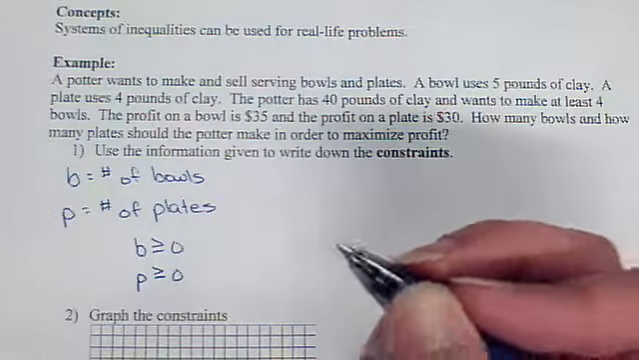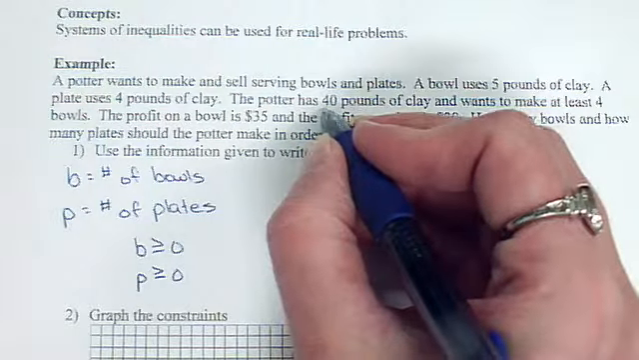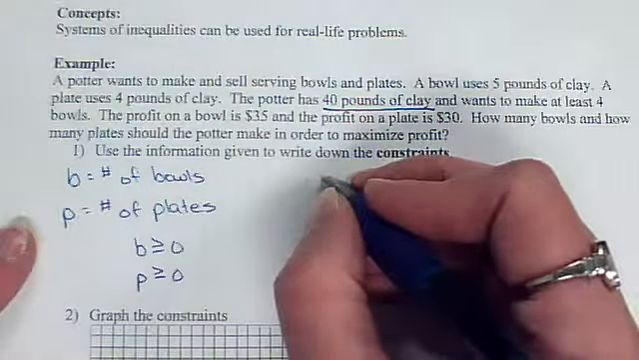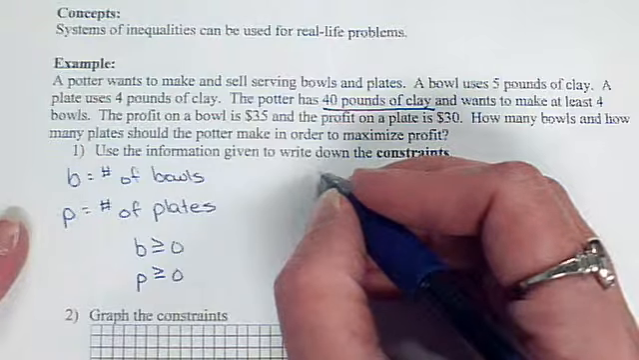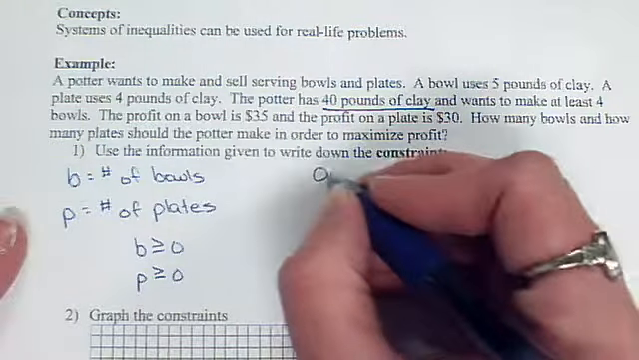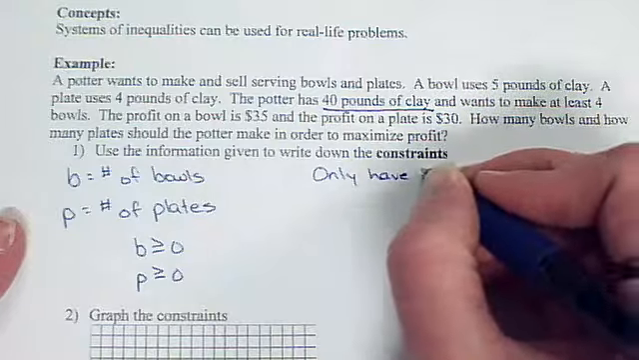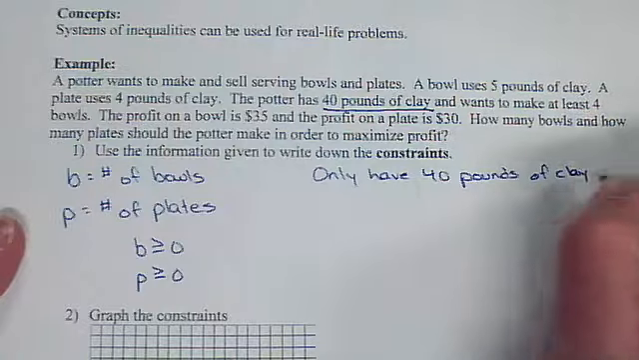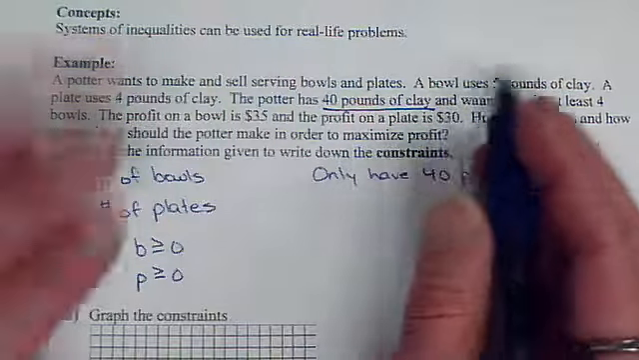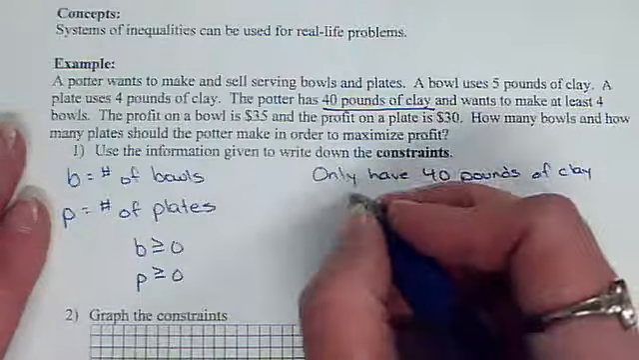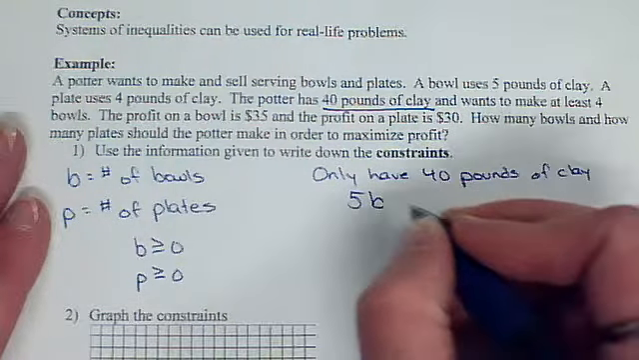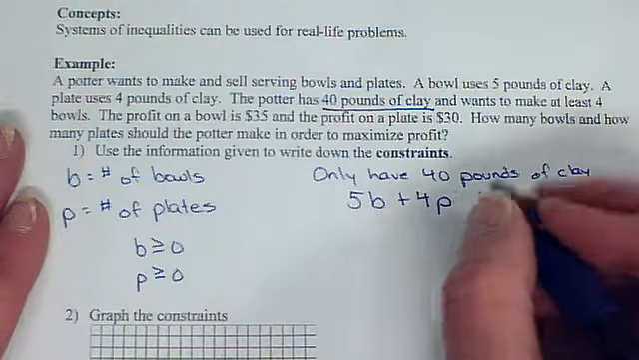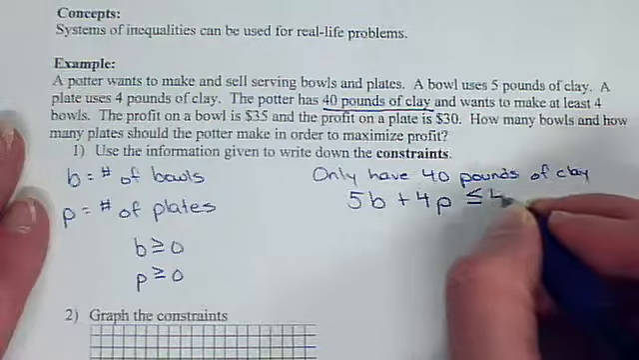Now something else I know is that we have a limitation of how much clay we have. He only has 40 pounds of clay. So we need to use as much of it as we can, but we can't go over that. Now if I only have 40 pounds of clay, I need to look at how I'm using that. We use 5 pounds for each bowl, and 4 pounds for each plate, and there's a maximum of 40 pounds, so I need that to be less than or equal to 40.